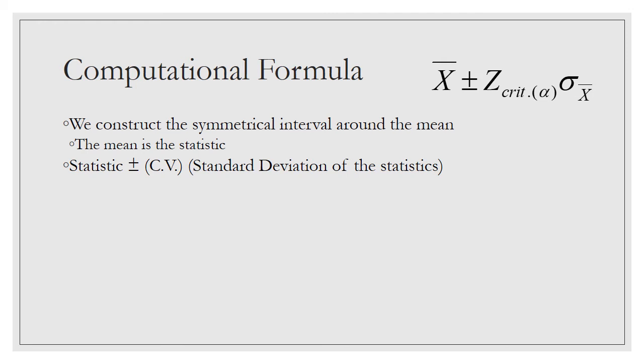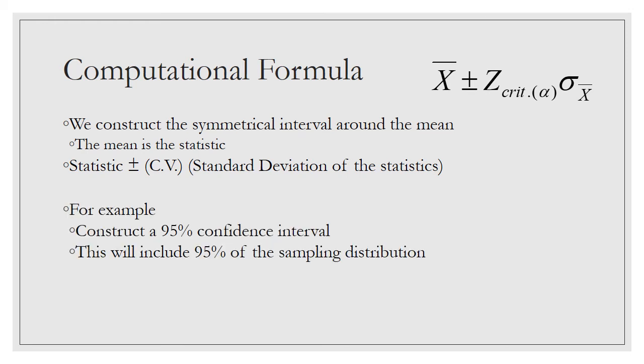So this is what the equation looks like. But really, it's two equations. You're going to take the mean and add the critical value times the standard error, and take the mean and subtract the critical value times the standard error. It's much easier to see in an example. So we'll go ahead and do that.